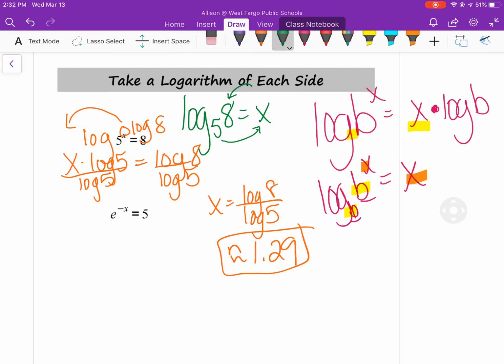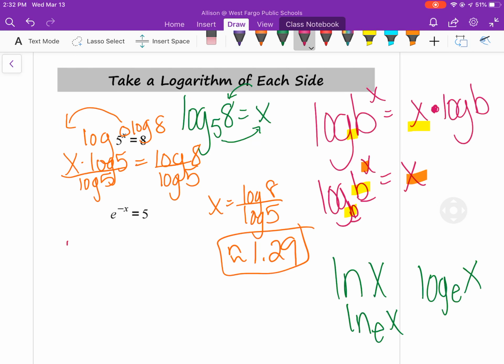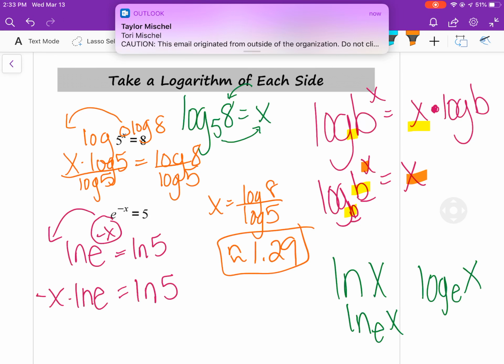For anything with an e, you have to remember that ln is base e. ln of x is the same thing as log base e of x. So if you're given an e to some power, when you take the log of both sides, you need to use the natural log. So you need to do the natural log of e to the negative x equals the natural log of 5. And then you bring this exponent out front using that property of logs. So it'd be negative x times the ln of e equals the ln of 5.